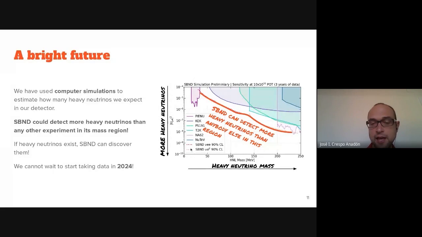And basically, this is the result of the study. Here in this axis is the heavy neutrino mass, and this is basically proportional to how many heavy neutrinos you are producing. As you can see, SBND, which is the orange line, is the leading experiment in all those masses. So the conclusion is SBND could detect more heavy neutrinos than any other experiment in the mass region that we can explore. And if the heavy neutrinos do exist, we can discover them. We are going to start taking data in 2024, and we are very excited about it.